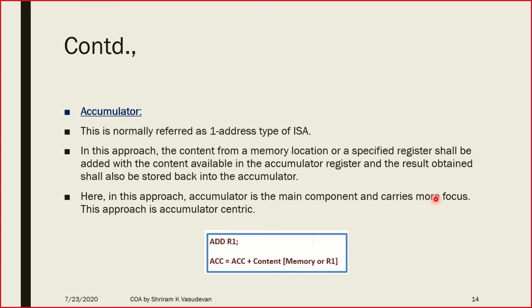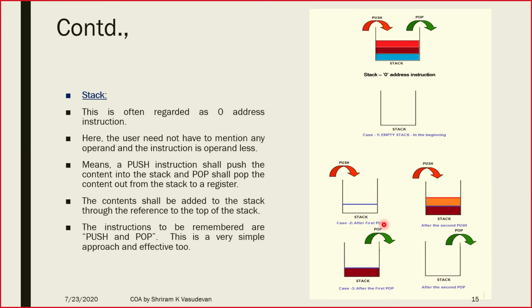So this approach is accumulator centric. The focus is totally on the accumulator, and the other register that we are giving is going to be another operand which will be worked out along with the accumulator content. For instance, add R1: this R1's content will be added with the content in the accumulator, and the result will be stored back to the accumulator. This is one mode of ISA.